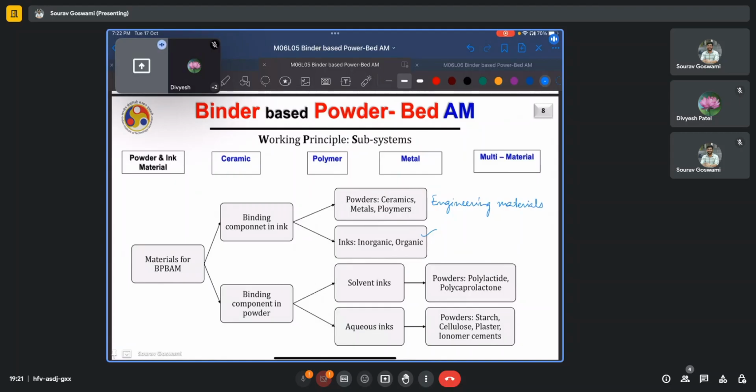Whereas, if there arises a case where the binding component is also present in the powder itself, and the binder or ink that you are dropping is just acting as an activator, or simply activating the process of, say, bonding. In such cases, the inks can either be aqueous or of a solvent kind, and the powders which can be processed can be, say, starch or cellulose or even plaster of Paris, as well as some cements.